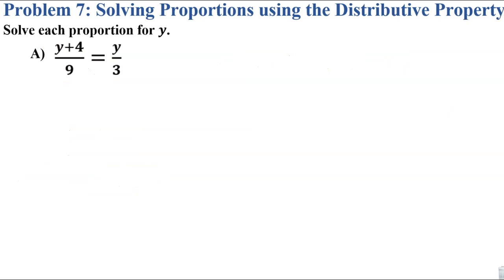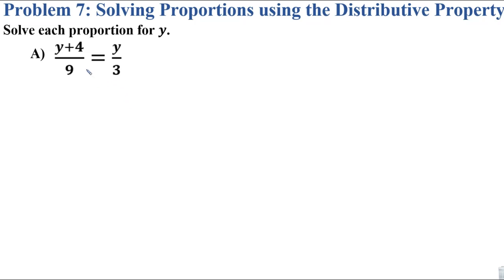Next thing we're going to do is look at solving proportions using the distributive property, or another way we could put it is just solving uglier proportions. The reason this is uglier is notice I have variables on both sides of my equal sign, and also my expressions are a little more complicated. Rather than just a y, I have a y plus 4 here. But our idea is going to be the same thing.